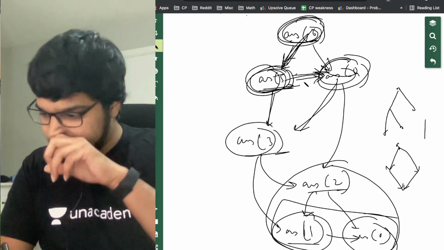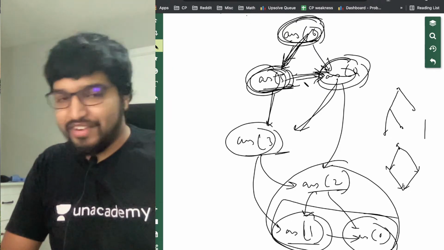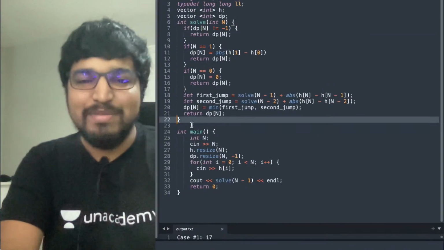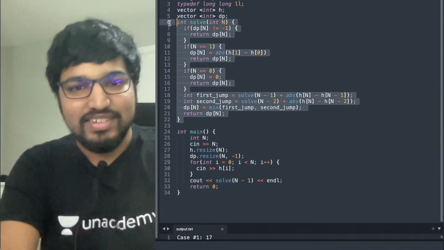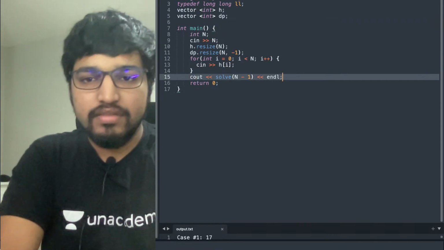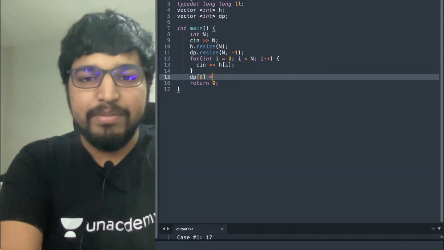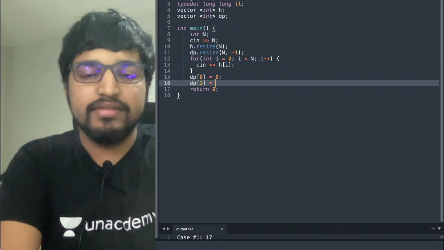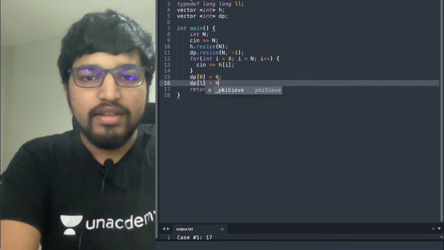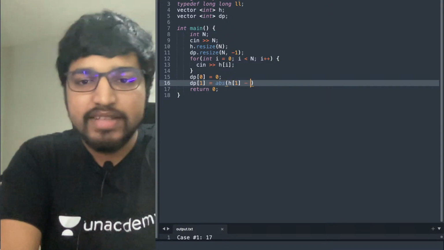Okay. Awesome. So let's look at the iterative approach as well. We'll just write the same equation. So let's write the base case here. dp of 0 equals 0. dp of 1 equals absolute of h of 1 minus h of 0.